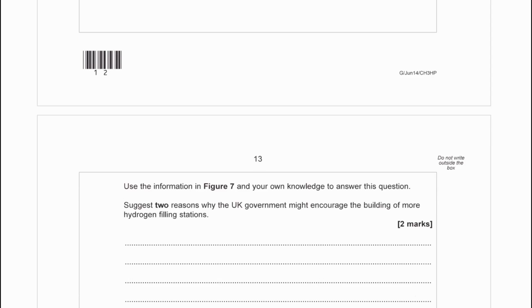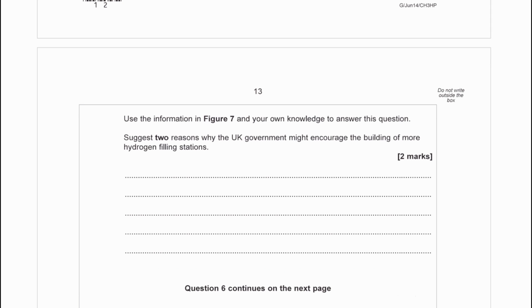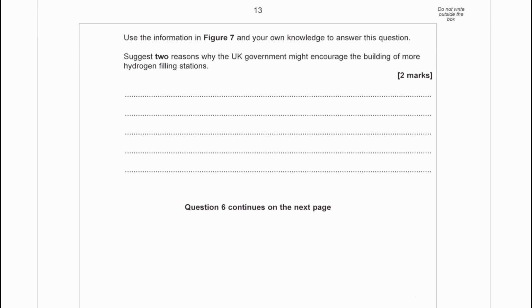It says, use the information in figure 7 and your own knowledge to answer the question. Suggest 2 reasons why the UK government might encourage the building of more hydrogen filling stations. All right, now you should know, let's just scroll down slightly. You should know that hydrogen fuel cells are not going to produce carbon dioxide, which is one of their main benefits.